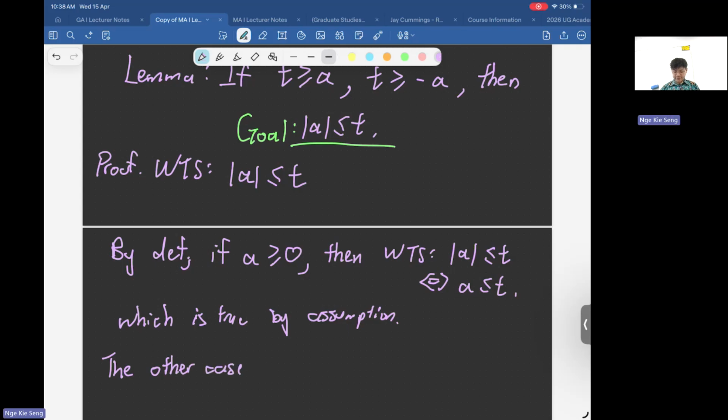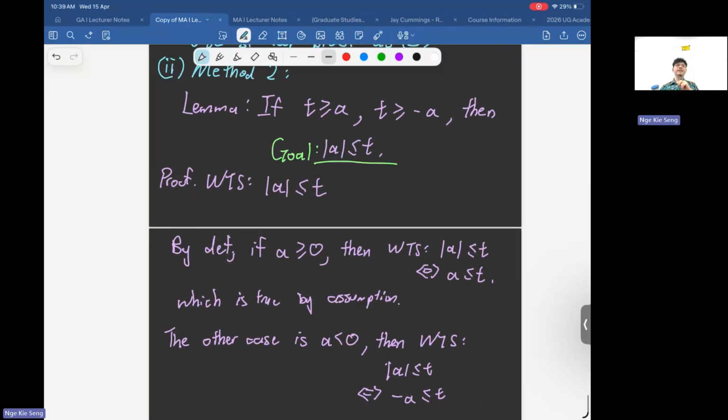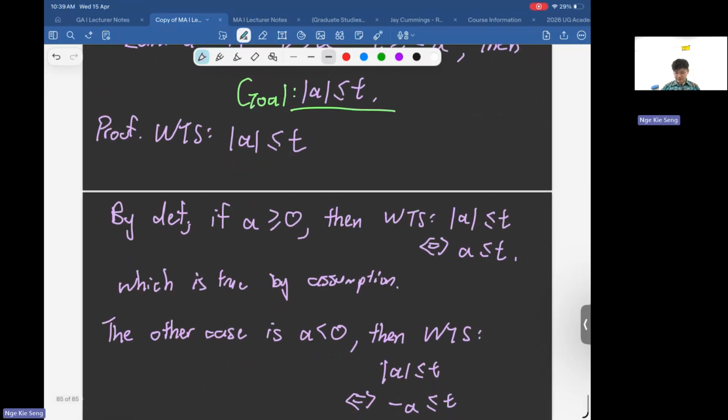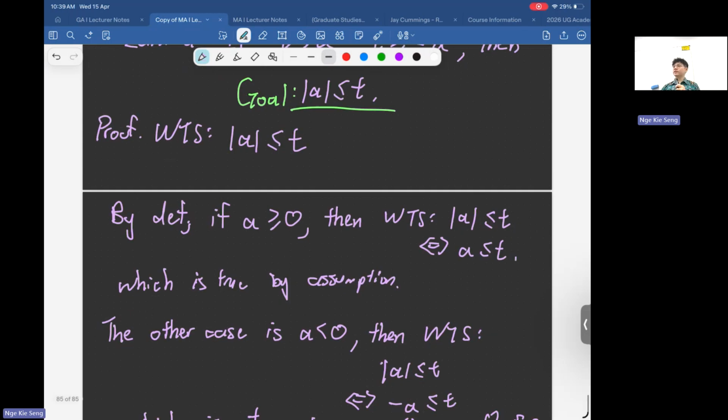The other case is A less than 0. Then what do we want to show? We want to show that the modulus of A is less than or equal to T, which is equivalent to minus A is less than or equal to T. But then this is again the assumption. So actually what it says here is that we just unroll our definition. Does it make sense? We're just unrolling the definition. Is it okay or not?